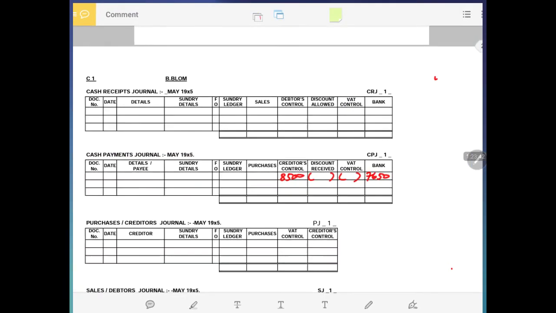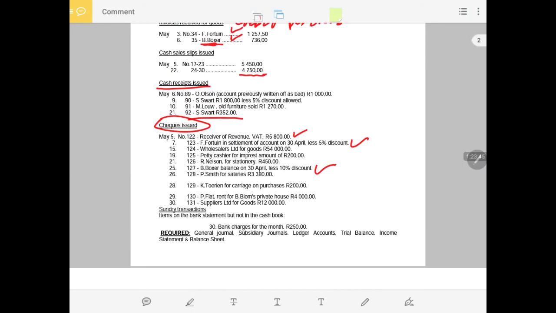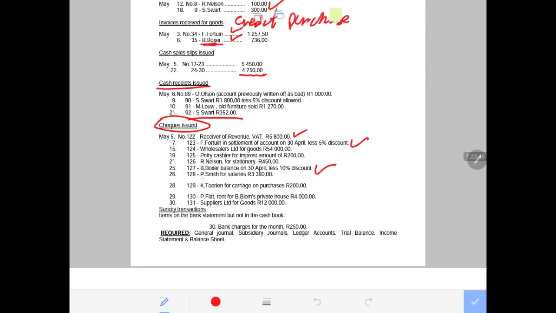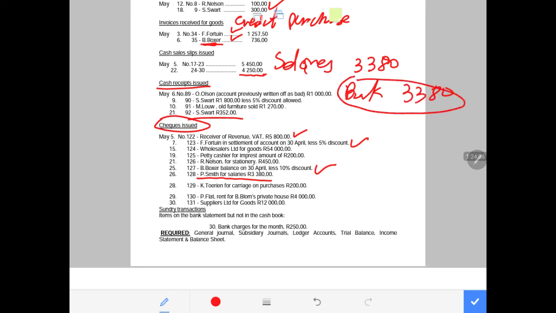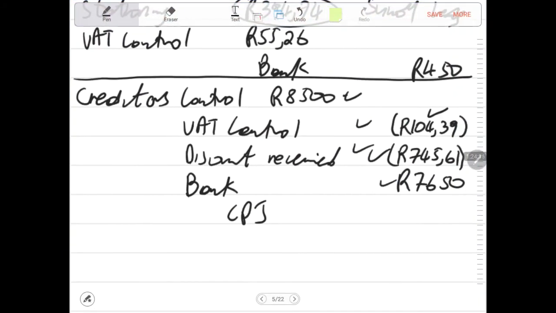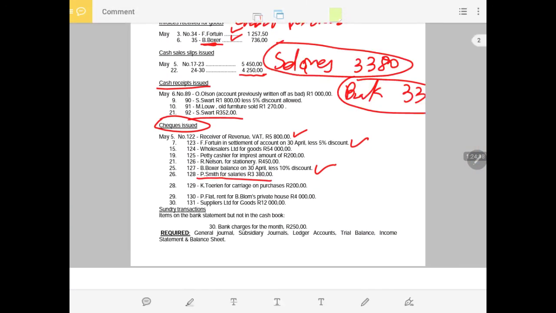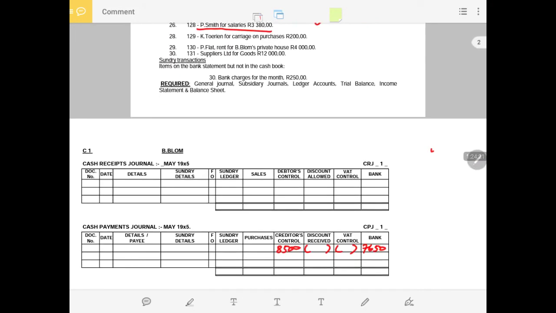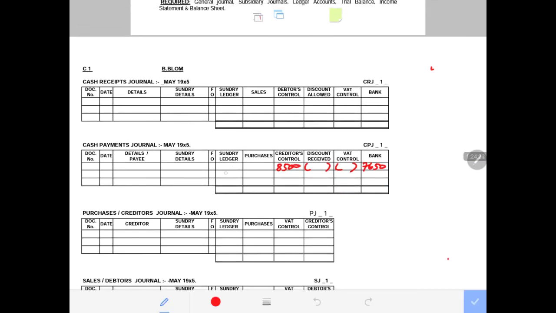So we come to the closing part now of this question. Piecemeal for salaries. We know that salaries don't have VAT. We debit our salaries by an amount of 3,380 and we credit our bank by 3,380. This goes to the bank column. This goes to the sundry ledger, 3,380, because salaries do not have a column in the subsidiary journal. So now the amount of the salary will be recorded under sundry ledger. This is where we are.